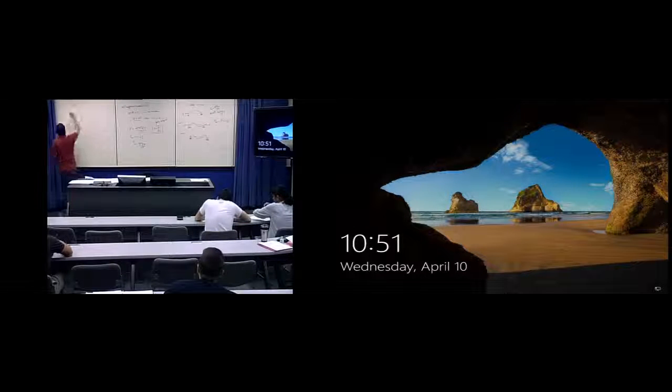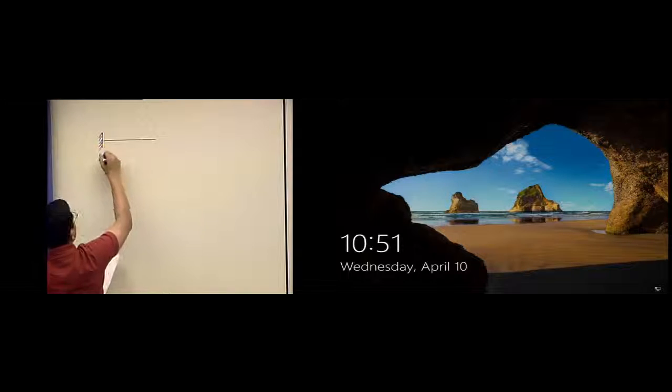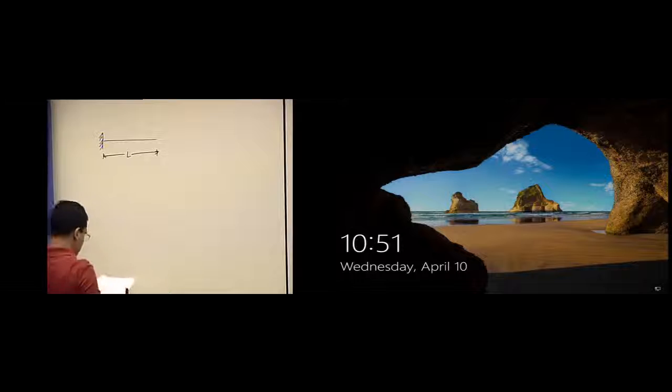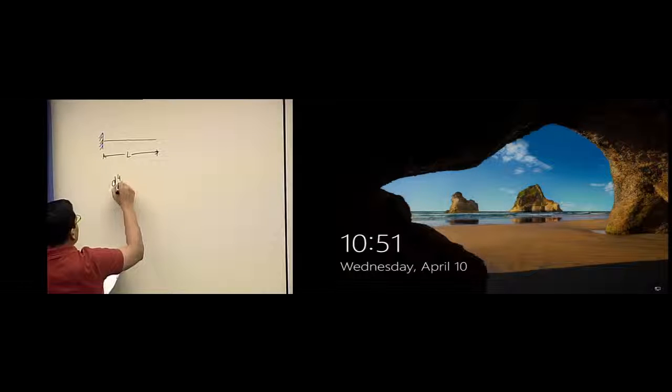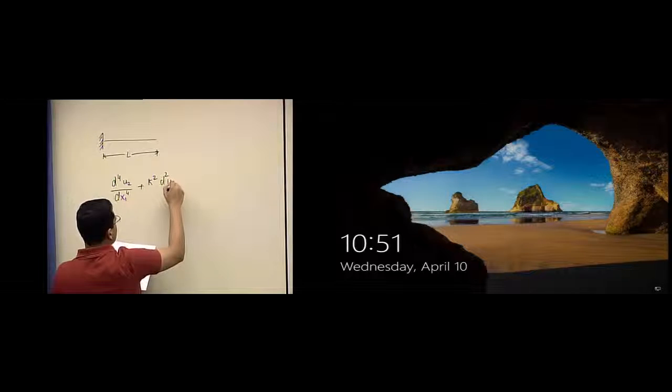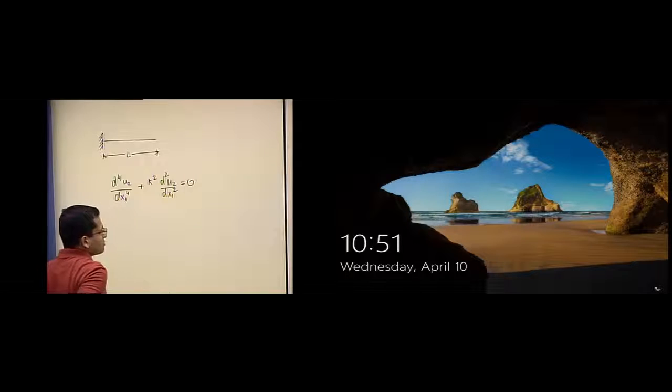So let's look at a case where the beam is under a cantilever condition such that it is cantilevered at the left end and is free at the right end. So we have this same differential equation, the fourth order differential equation: the fourth derivative of u2 with respect to x1 plus k squared d2u2 over dx1 squared is equal to 0.